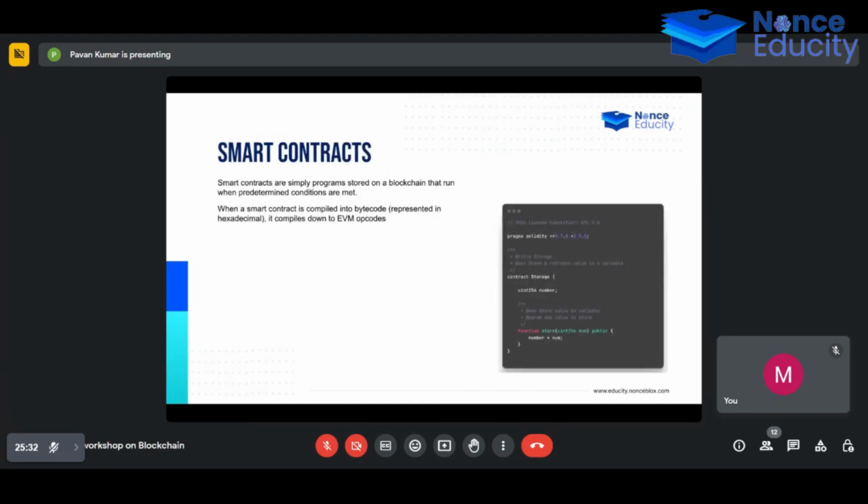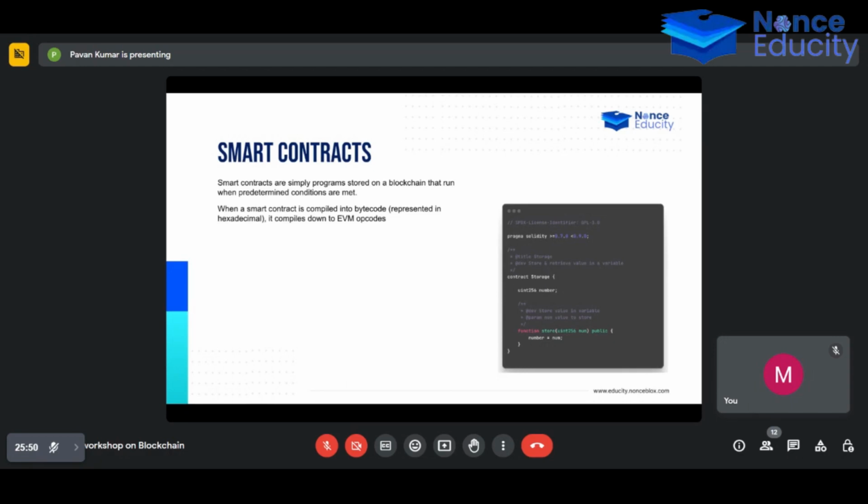And coming to smart contracts, one of the main reasons why Ethereum was a really good choice, or why Ethereum came up with a different idea, was that there was Bitcoin initially, which is only used for financial transactions. So you can only transfer funds on Bitcoin.